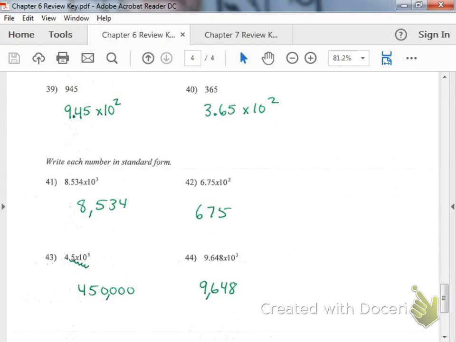Alright, let me get the last couple up there. There you go. That is chapter 6. Do you guys have any questions on chapter 6? Any lingering issues? If not, we'll move on to chapter 7.